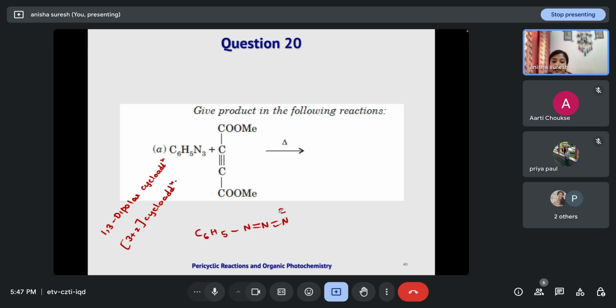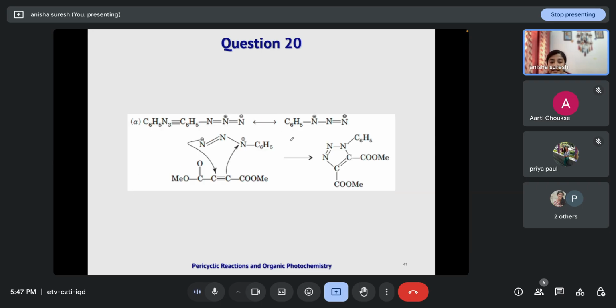So this can react with this alkyne. It will undergo a 1,3 dipolar cycloaddition reaction as you can see here. So here some mistake is there. This cannot be written in this fashion. If it is coming here, it will be like C6H5 N minus, N triple bond N plus.